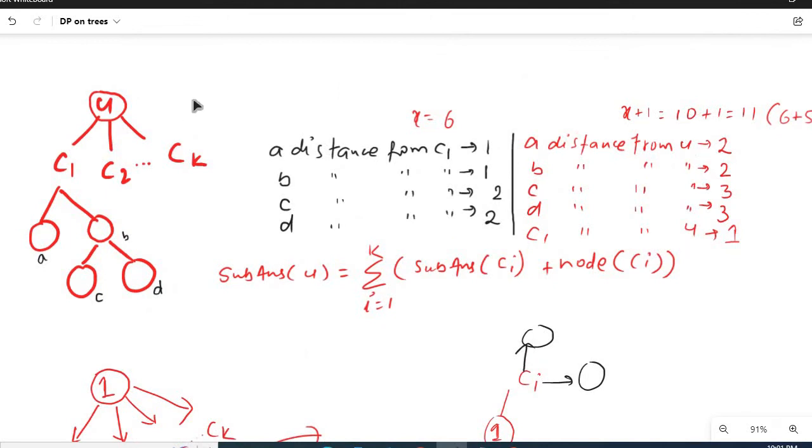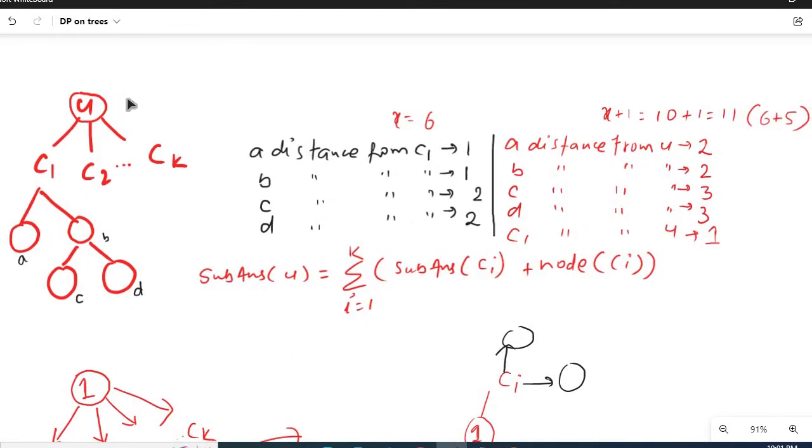In this case, we only discussed the distance from U to all the nodes that are present under U. So it is the distance from U to all the other nodes, which would be in the path of C1, C2, Ck also. But the final solution that we have to find is not only for U. We can calculate it for B also. From B, the sum of all the distances from B to all other nodes, whether those nodes are in the upper part of it or in the below part of it as well.